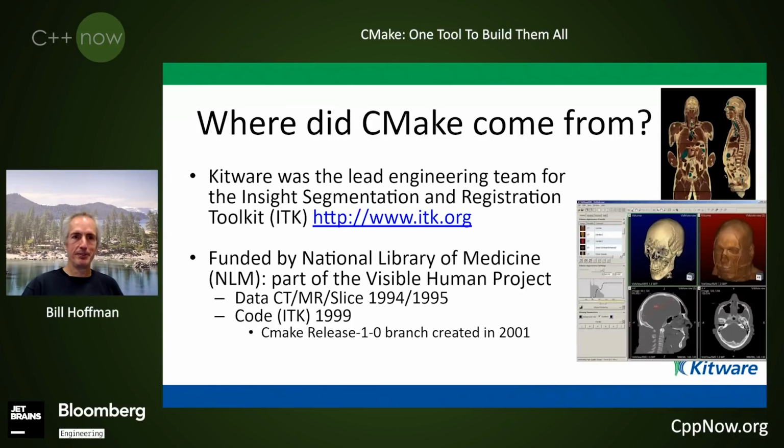So where did CMake come from? Well, it's kind of a neat story. CMake was the lead engineer on a team to create the Insight Segmentation and Registration Toolkit, or ITK. This was a project by the National Library of Medicine. And earlier, I believe around 1993, they created an open source data set called the Visible Human Project, where they had scanned in CT and MR the bodies of a man and a woman that were donated to science. And then after they died, they froze them solid and sliced them as thin as they could and took pictures. And this gave an excellent data set for researchers and engineers in medical imaging.